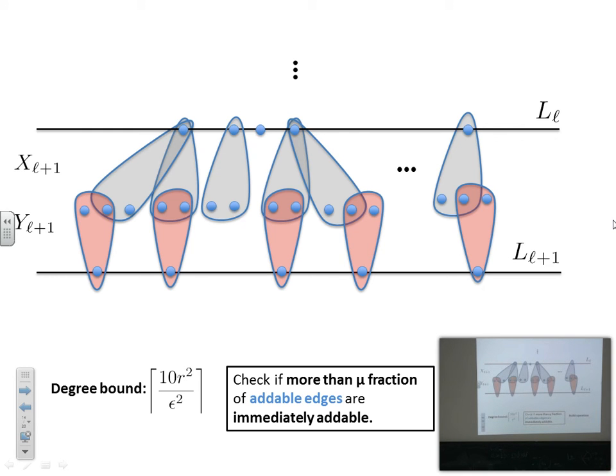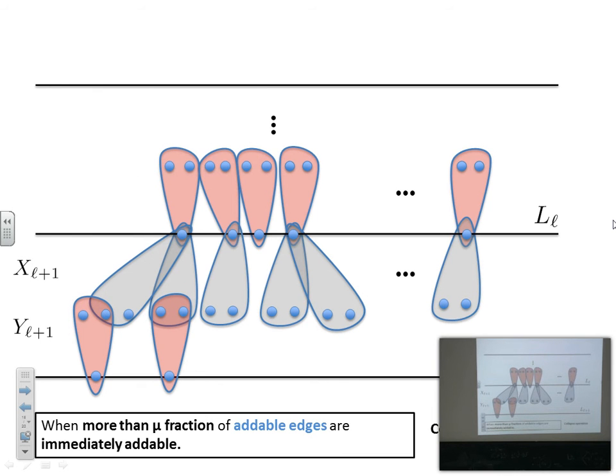Now, if there are more than mu fraction of Haxell plus 1 which are of this kind, then we perform what is called a collapse operation, which I'm going to show you on the next slide. If, on the other hand, there are very few edges of this kind, then we continue to build the next layer and keep going iteratively. So let's see what happens when there are a lot of addable edges which are not blocked. By the way, mu is just a constant, again, depending on r and epsilon. I don't mention it because it's not important for the talk.